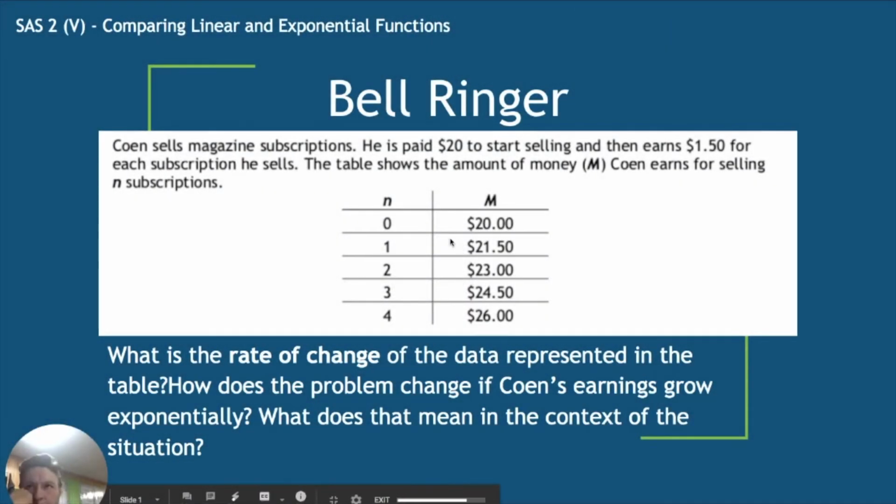Morning. Today's lesson is in Unit 5. It's SAS 2. Yesterday we did Unit 4's SAS 2. Today we're going to compare linear and exponential functions. It's a real quick lesson. Shouldn't be too hard to understand.